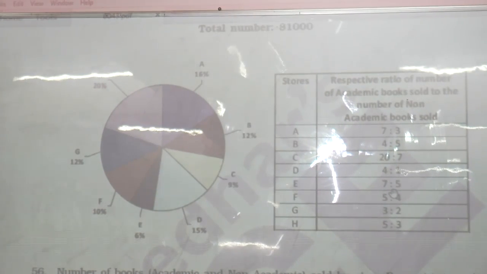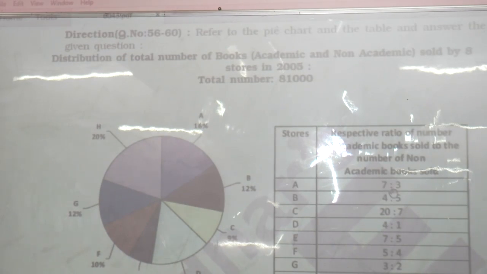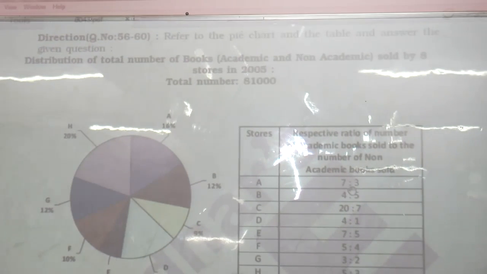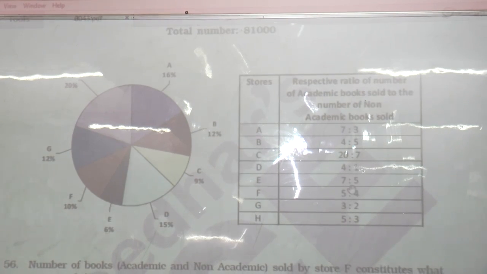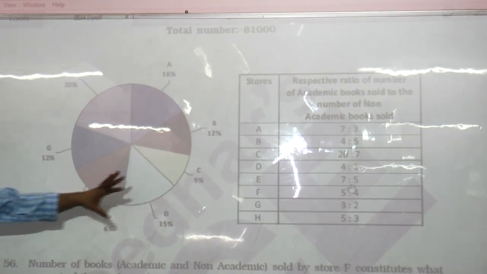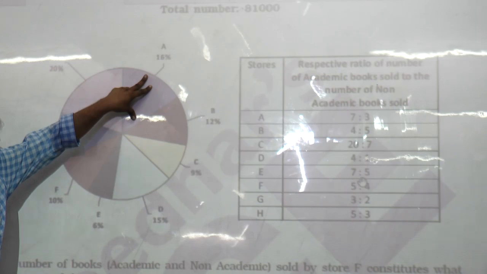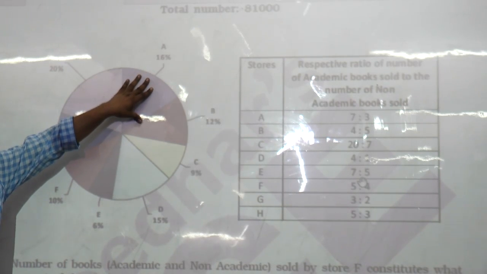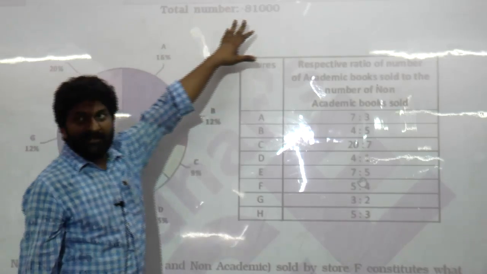See, what is this data? Distribution of total number of books, academic and non-academic, sold by 8 stores in 2005. Total number is given as 81,000. So we have 8 stores here. Number of books in these stores is represented in terms of percentages, and total number of books is 81,000.